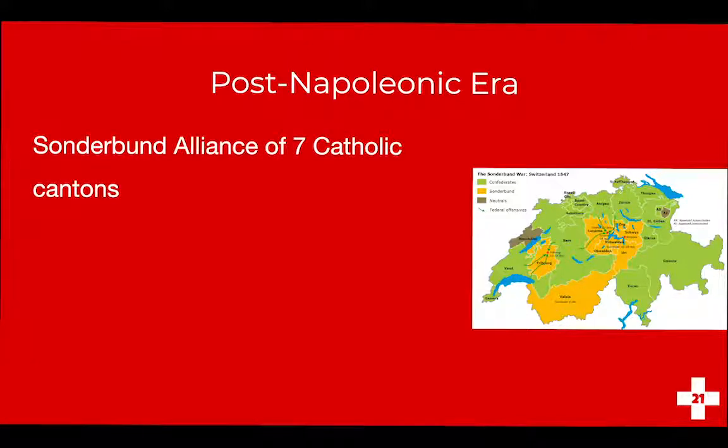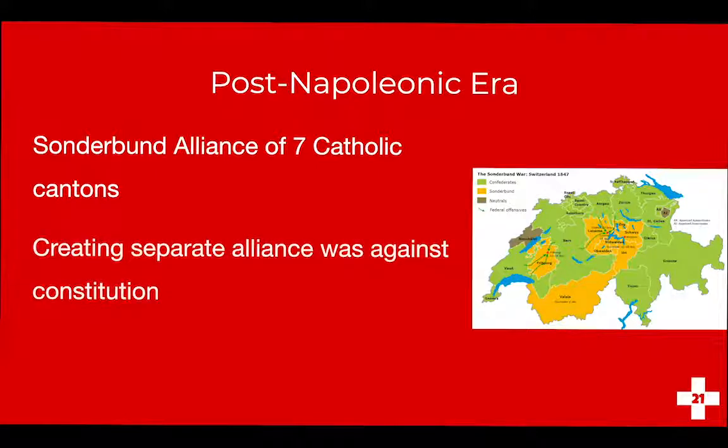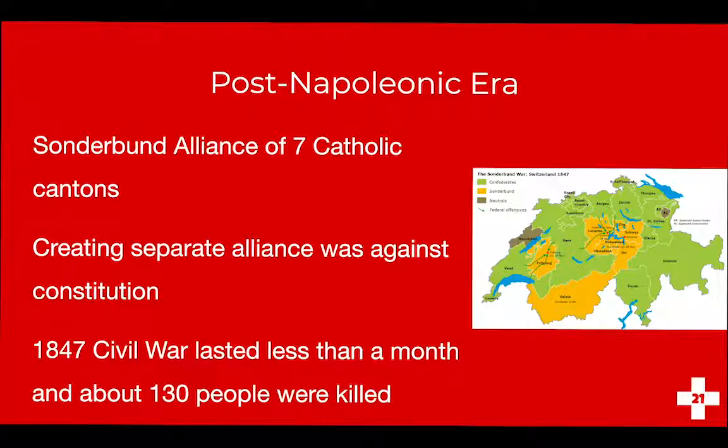It was a group of 7 southern Catholic cantons, and they basically decided to create a separate alliance. According to the rules of the Confederation, this was against the Constitution, and so the Protestants basically said that no, this is against the Constitution, while the Sonderbund never really agreed to the Constitution. And this essentially led to Switzerland's civil war in 1847.